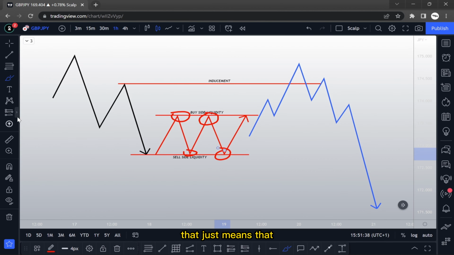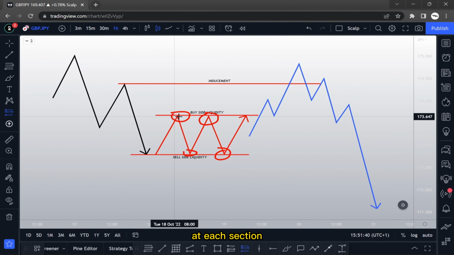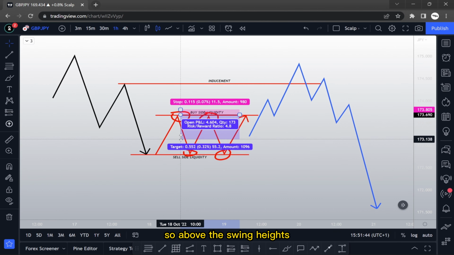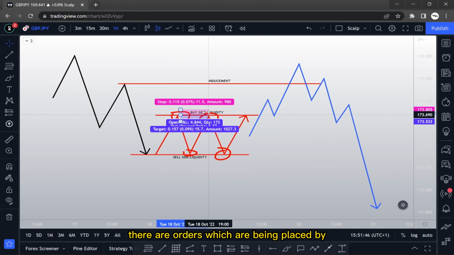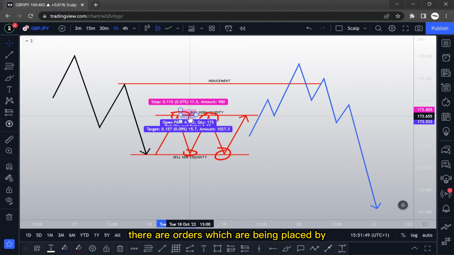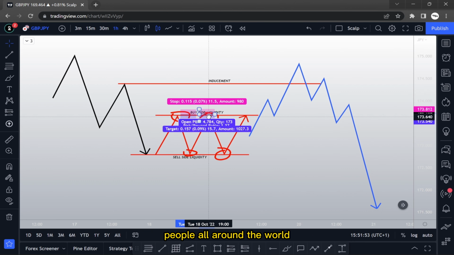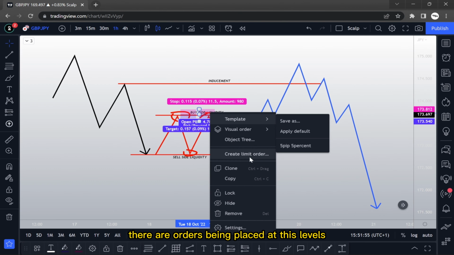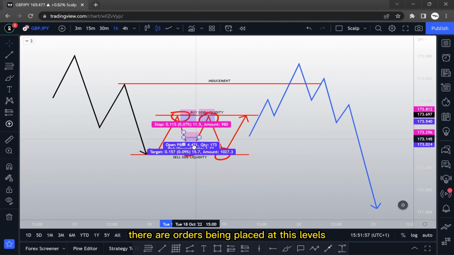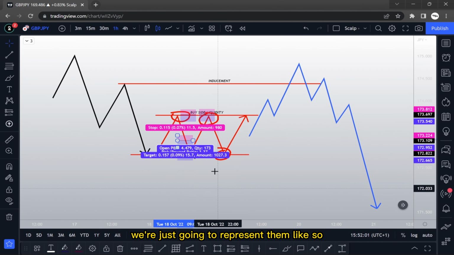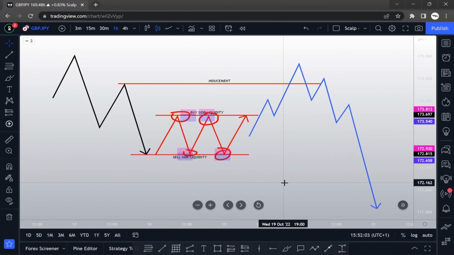That just means that at each section, so above the swing highs, there are orders which are being placed by people all around the world. There are orders being placed at these levels. We're just going to represent them like so. Okay, so there are orders at these levels.